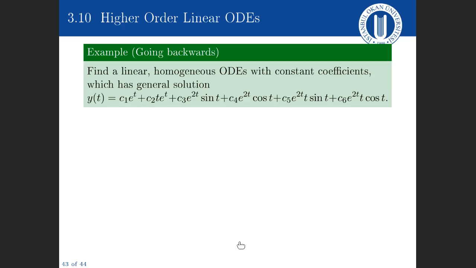Perhaps we want to go backwards. I suppose instead of starting with a differential equation and then being asked to find the solution, let's suppose we go the opposite way. Let's suppose I'm telling you of a solution, and then I'm asking you to find a linear, homogeneous differential equation with constant coefficients, which has this general solution. So it's doing what we've been doing, but going the opposite direction, starting with a solution and then going back to find a differential equation. How can we do this?